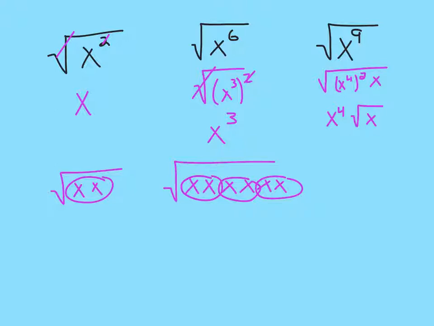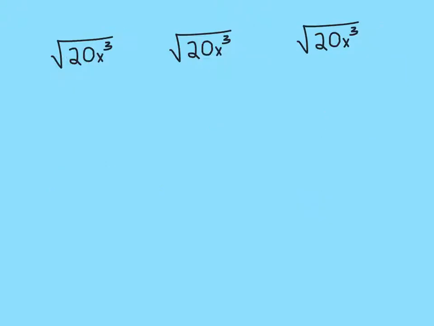As we get to higher and higher exponents, we want to look for a pattern. In other words, if we divide this exponent by the index, that will tell us what is left over. So for example, since we're looking at square roots here and we have x to the 6th, 6 divided by 2 is 3. 9 divided by 2 is 4, with a remaining 1 inside the radical.